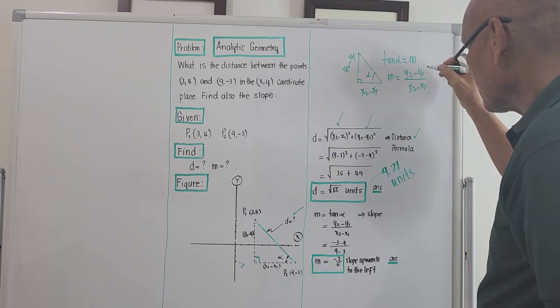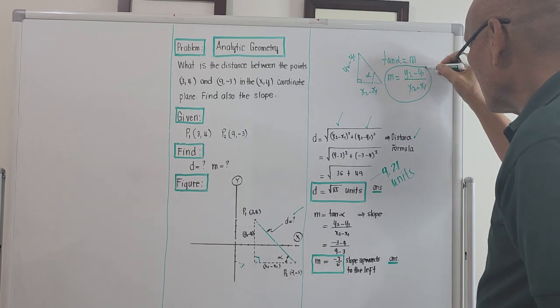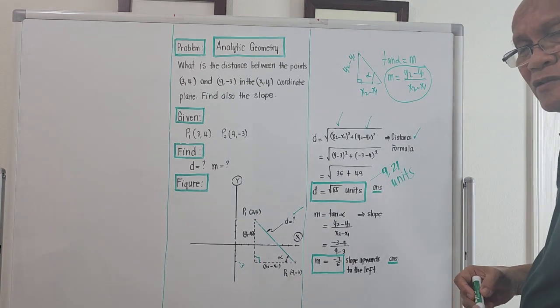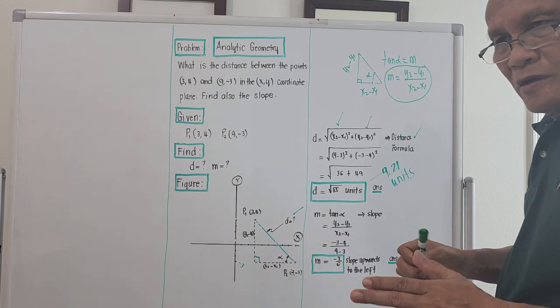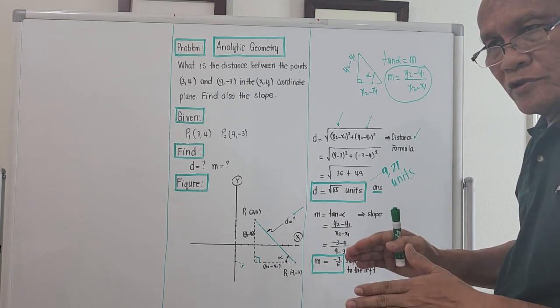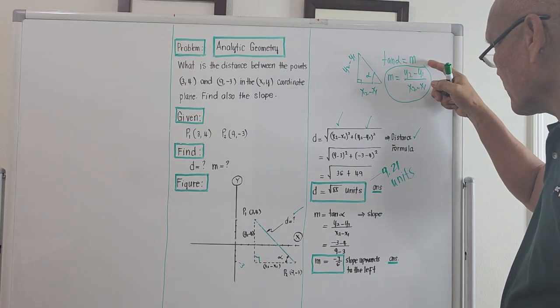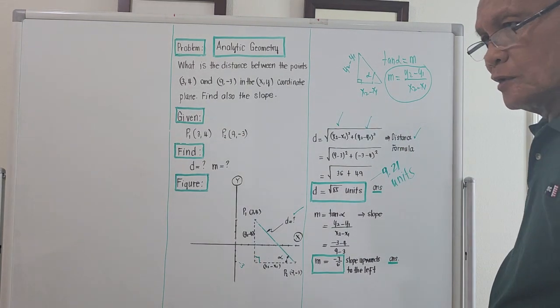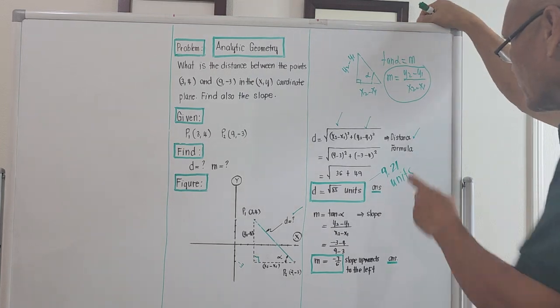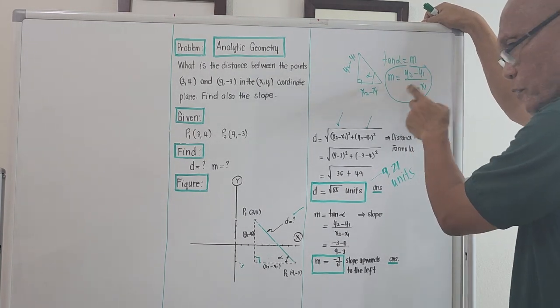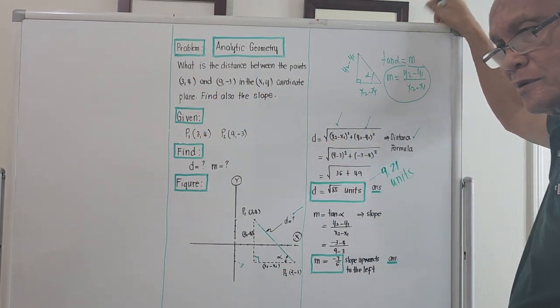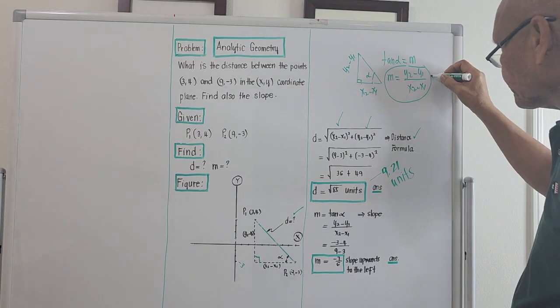And this is actually the second formula under the study of analytic geometry. The formula on how to compute for the slope of a straight line. It will be the difference y2 minus y1 over x2 minus x1. You can interchange this one. It could be y1 minus y2 over x1 minus x2. It doesn't matter. But this is the general formula.